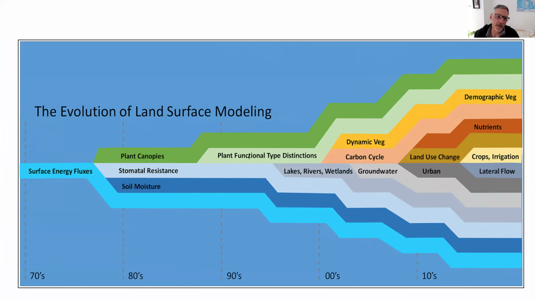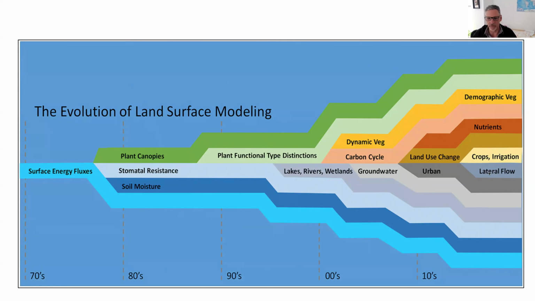Okay. So the evolution of land surface modeling started off by just needing to provide surface energy fluxes for atmosphere models, evolving into representing plants and soil moisture and plant functional type distributions, lakes, rivers, wetlands, dynamic vegetation, the carbon cycle, groundwater, land use change, urban systems, demographic vegetation, nutrients, crops and irrigation, lateral flow. So really a complex array of processes.